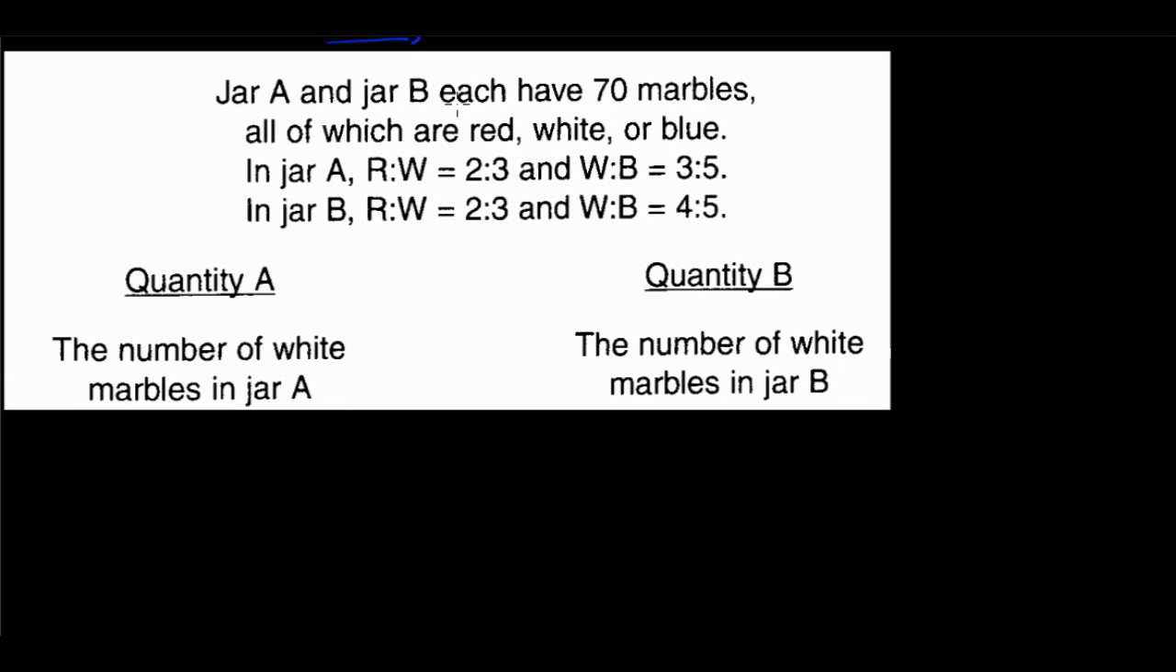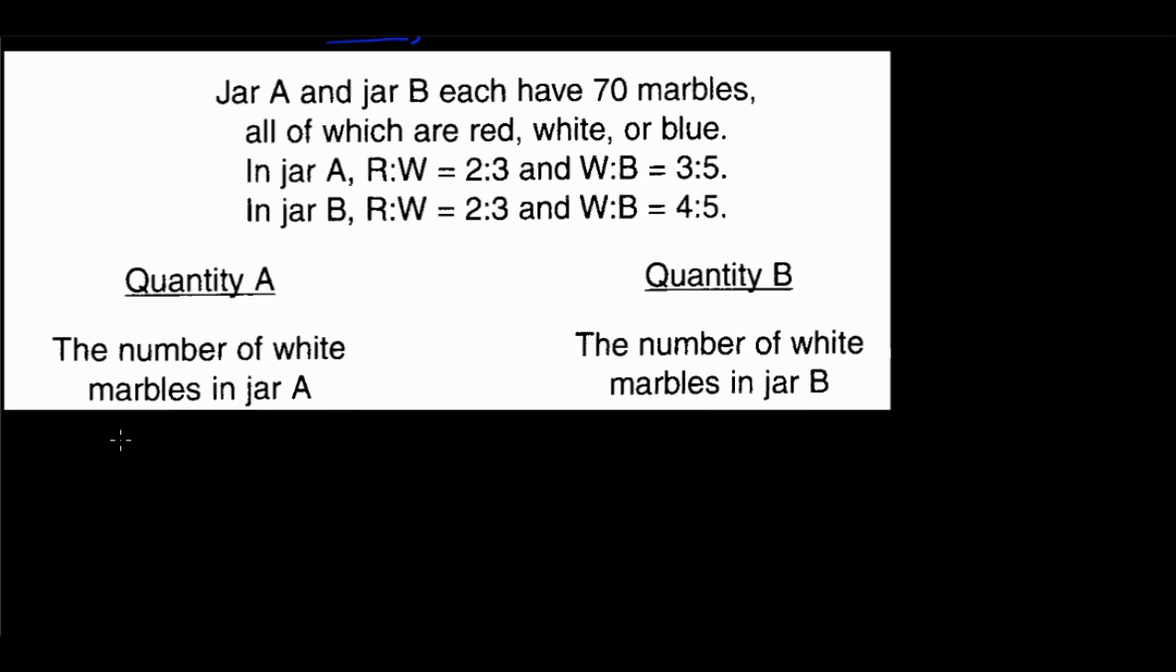So jar A and jar B each have 70 marbles, all of which are red, white, or blue. So the jars have three colors of marbles. In jar A, red to white is 2 to 3, and white to blue is 3 to 5. In jar B, red to white is 2 to 3, and white to blue is 4 to 5. Column A wants us to find the number of white marbles in jar A, and column B is the number of white marbles in jar B. Alright, so let's start with jar A.